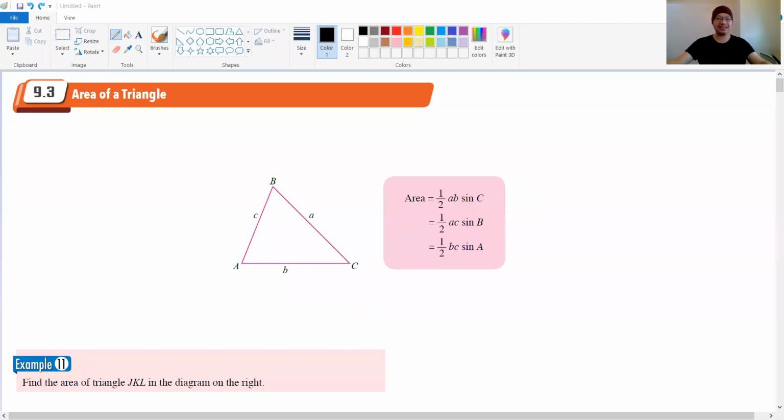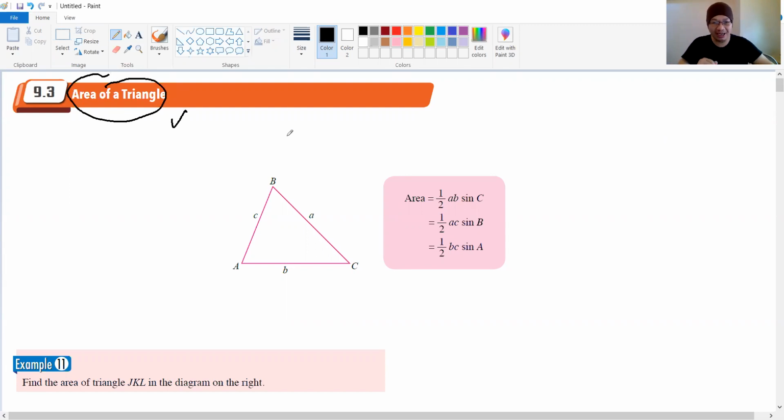So let's start our discussion of the day. Guys, I will share the textbook notes that we are using today. This is the topic that we want to solve for today, area of triangle. Now we are already in 9.3. So how to solve the problem?